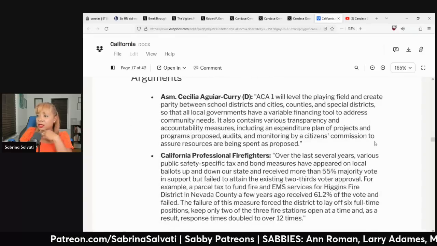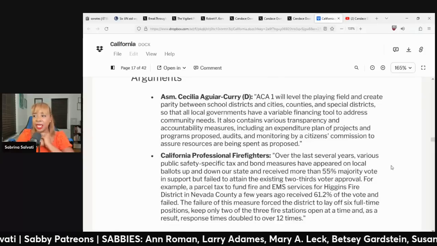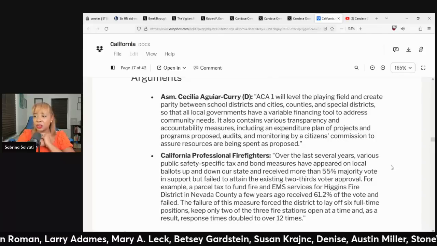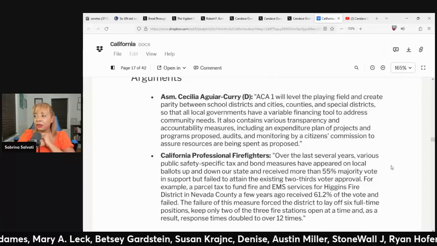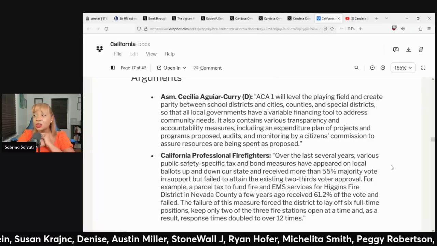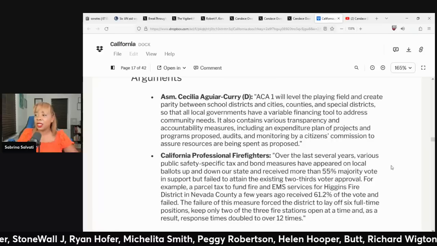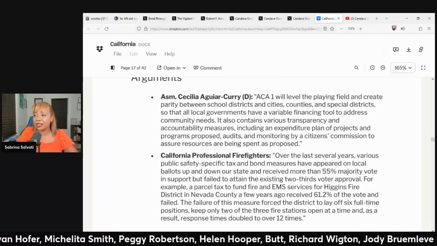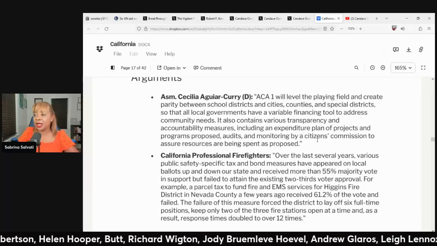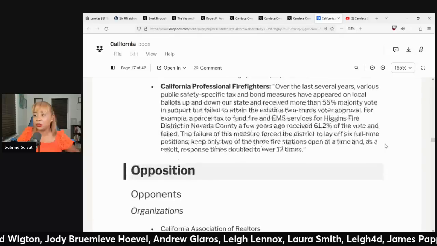Here's one of the arguments for it. ACA 1 will level the playing field and create parity between school districts and cities, counties, and special districts so that all local governments have a variable financing tool to address community needs. It also contains various transparency and accountability measures, including an expenditure plan of projects and programs, proposed audits, and monitoring by a Citizens Commission to assure resources are being spent as proposed.